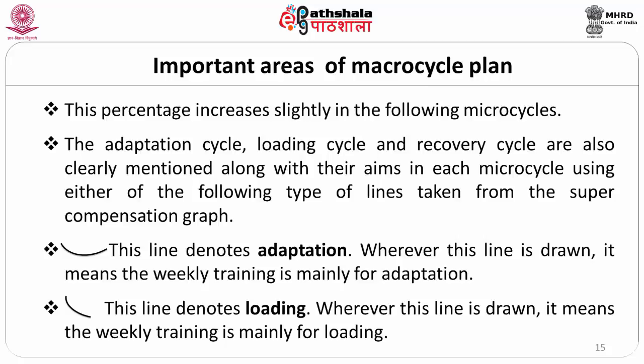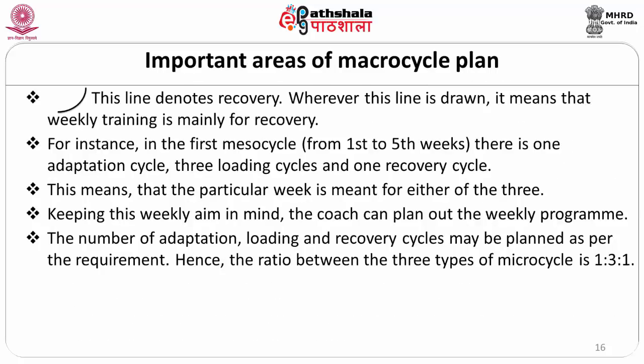along with their aims in each microcycle using either of the following types of lines taken from the supercompensation graph. You see the line, this particular line denotes adaptation. Whenever this line is drawn, it means the weekly training is mainly for adaptation. Look at the second line, this line denotes loading. Whenever this line is drawn, it means the weekly training is mainly meant for loading. Look at the third line, this line denotes recovery. Whenever this line is drawn, it means that weekly training is mainly for recovery.